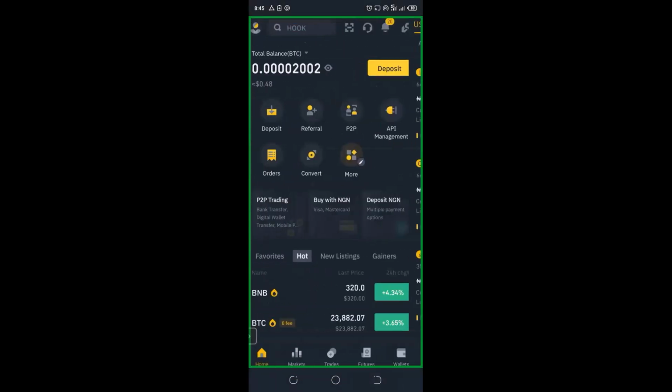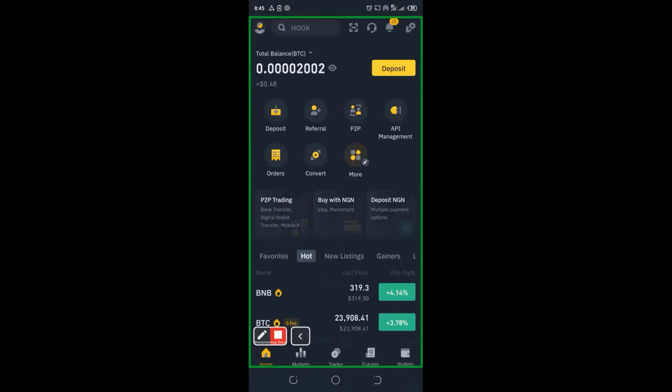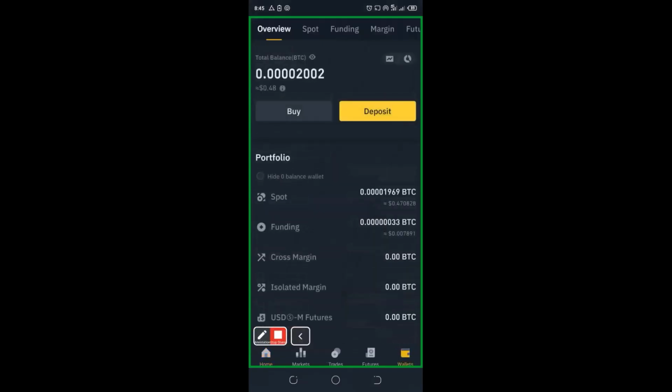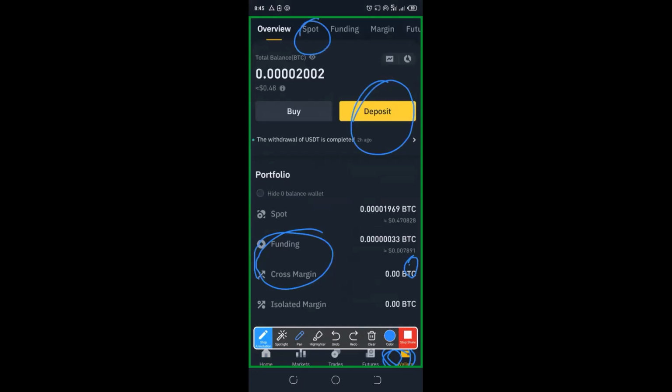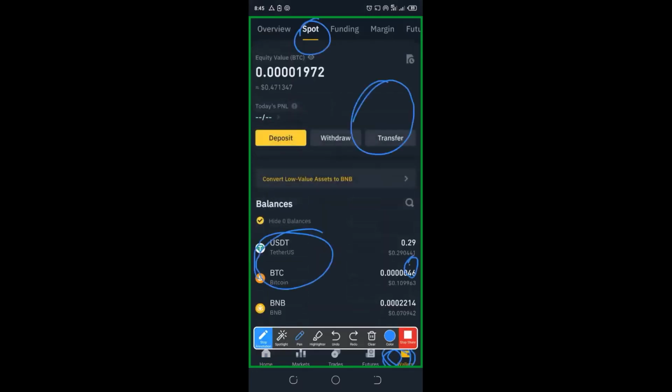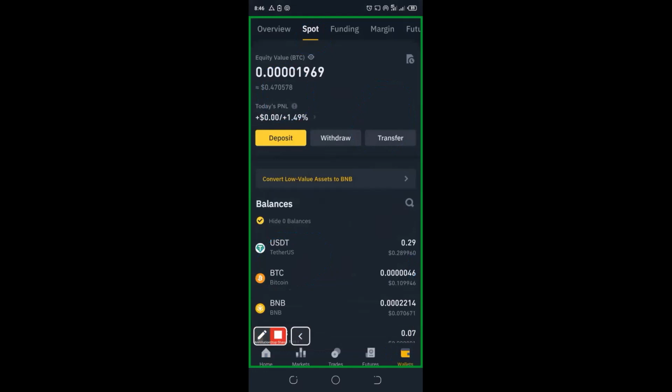Okay, you now go back to your home page and then come down here. This page I'm at, you see my wallet. You click on it. Okay, and then click here. Click on spot. And once you click on spot, you're going to see your overall balance here. This is where you're going to see your overall balance. And you've successfully been able to deposit into your Binance account.